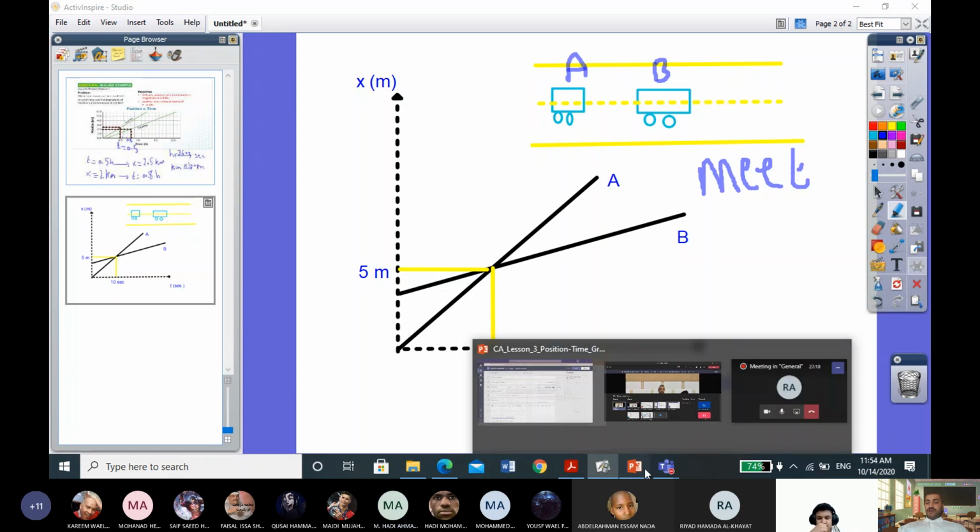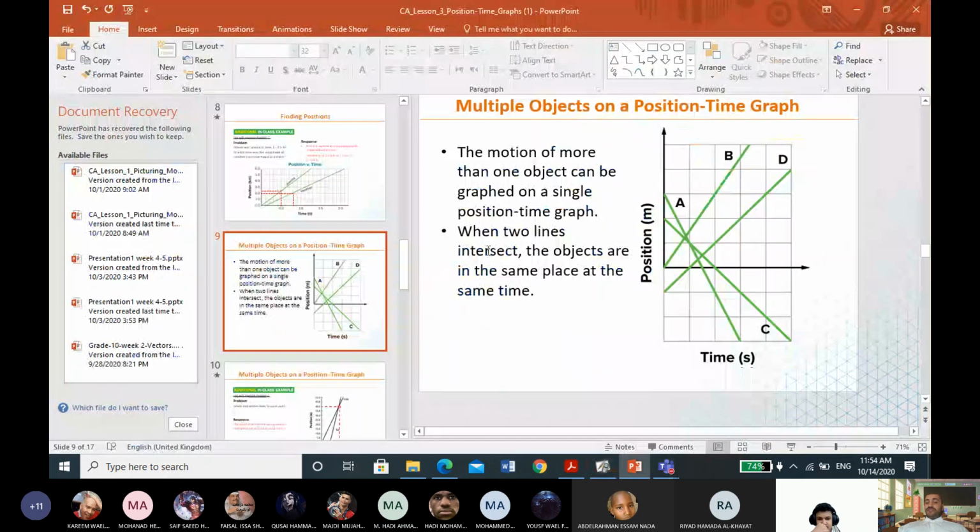So every time two lines intersect, the two objects are in the same position and at the same time. It's so important. You will see it in your exam. I am telling you, you will see it in your exam.